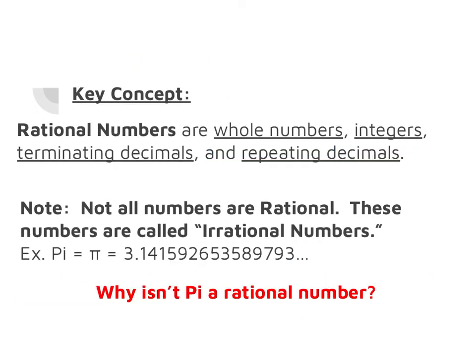So going a little bit deeper, what are rational numbers? They are whole numbers, integers, terminating decimals, and repeating decimals. Not all numbers are rational though. These numbers are called irrational numbers. For example, pi. It goes 3.1415 and so on and so forth, right? So why isn't pi a rational number? Well, because it keeps on going forever. You can't make it into a fraction.